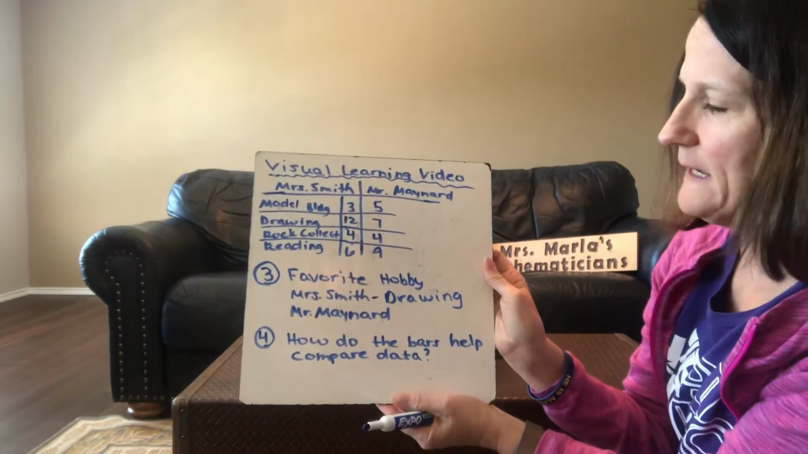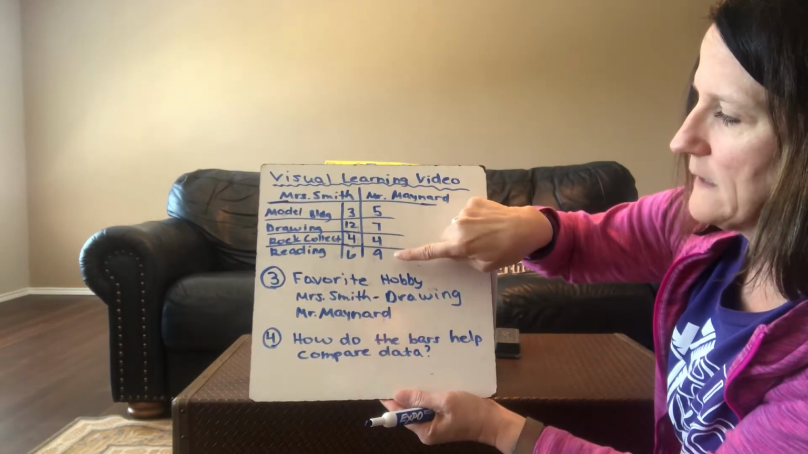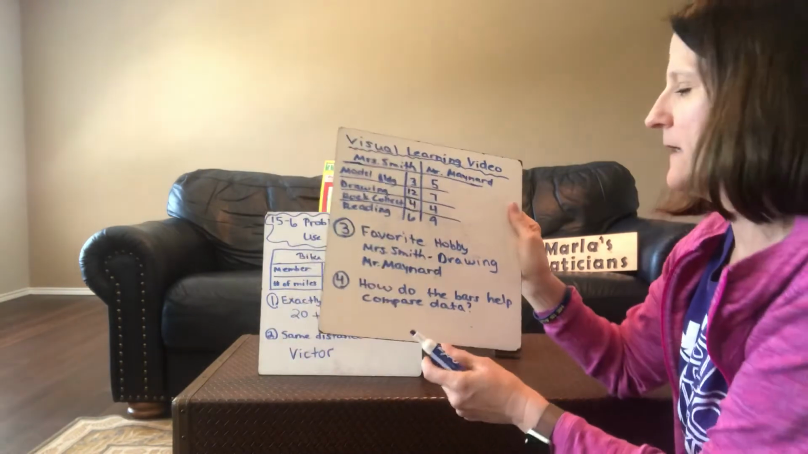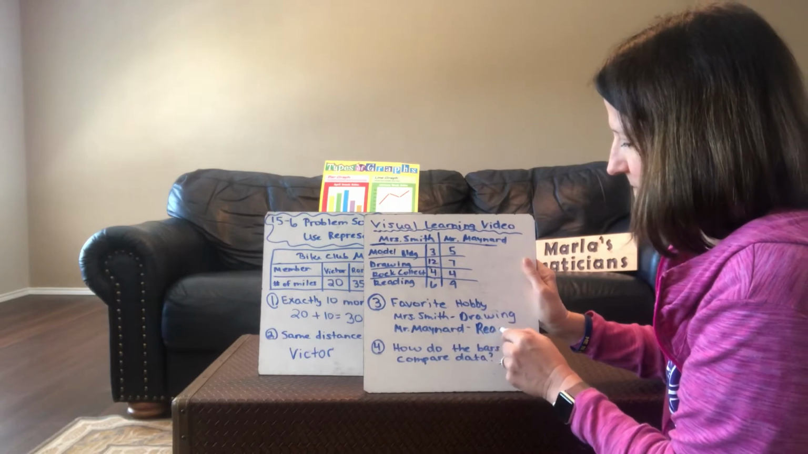And then for Mr. Maynard, we have 5 model building, 7 drawing, 4 rock collecting, 9 reading. What's the greatest number? Yep, 9. So Mr. Maynard's favorite hobby of his class is reading.